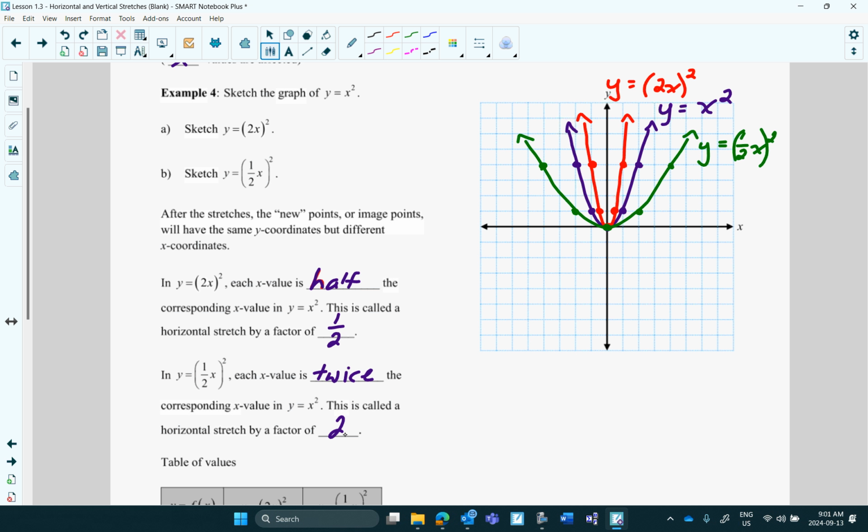It's kind of like when things go on horizontally, it's like reverse world. Like when you do shifts, if it's plus, you go left. If it's minus, you go right. When you do stretches, if it's 2, you multiply by 1/2. If it's 1/2, you multiply by 2.